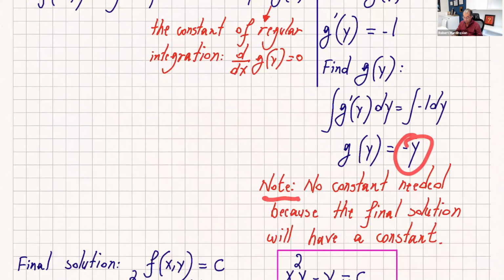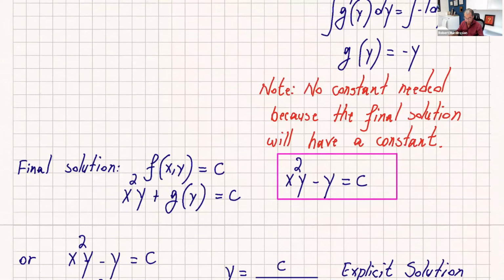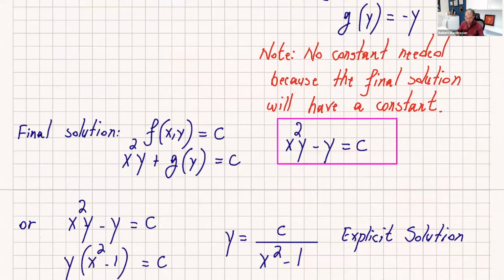Little note here, no constant needed because the final solution will have a constant. So here you don't have to put plus c because we are going to have a constant in the final solution. So we have our f of x y now equal to c. That function is x squared y plus g of y, and we found g of y to be -y. So you say x squared y minus y equals c.